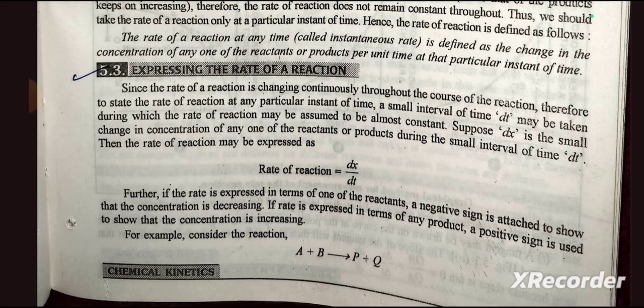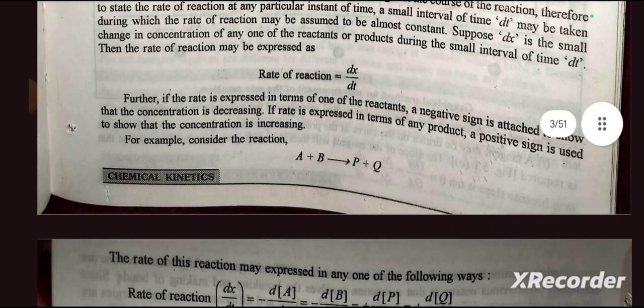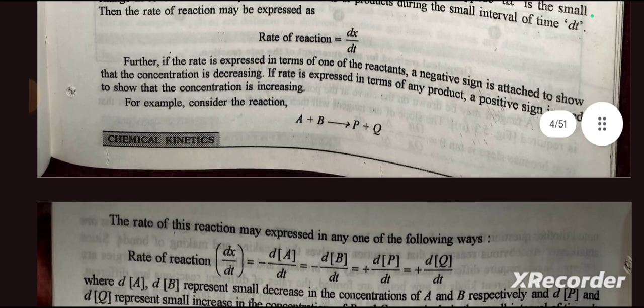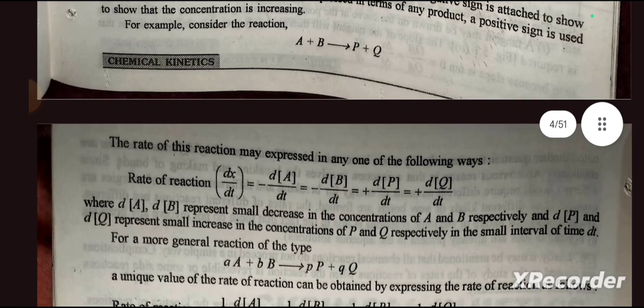Suppose dx is the small change in the concentration of any one of the reactants or products during the small interval of time dt, then the rate of reaction may be expressed as rate of reaction equals dx by dt. Further, if the rate is expressed in terms of one of the reactants, a negative sign is attached to show that the concentration is decreasing. If rate is expressed in terms of any product, a positive sign is used to show that the concentration is increasing. For example, consider the reaction A plus B gives P plus Q.